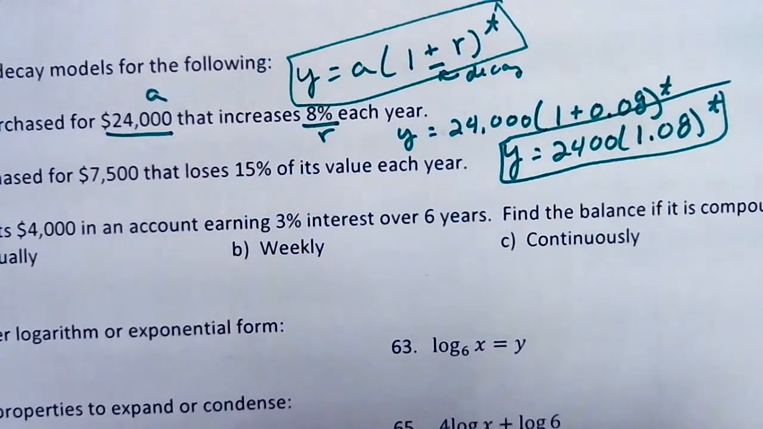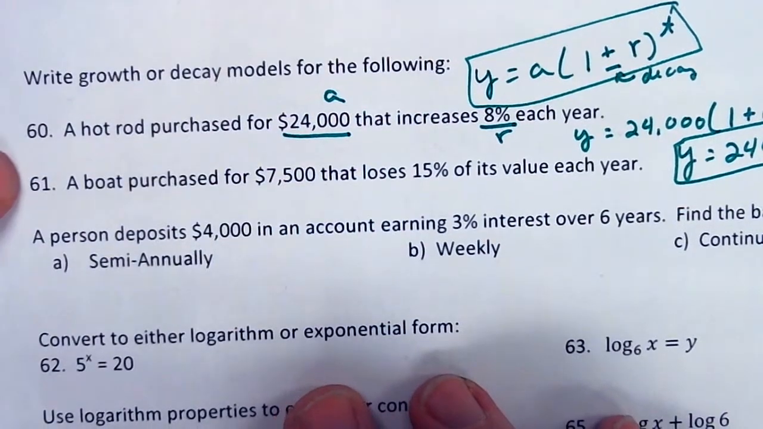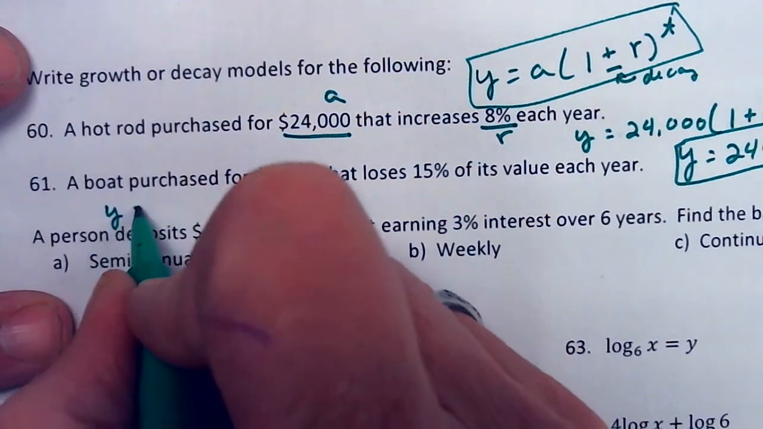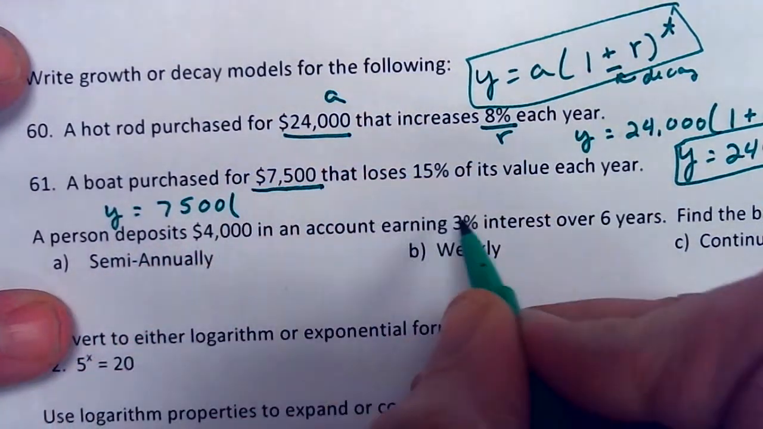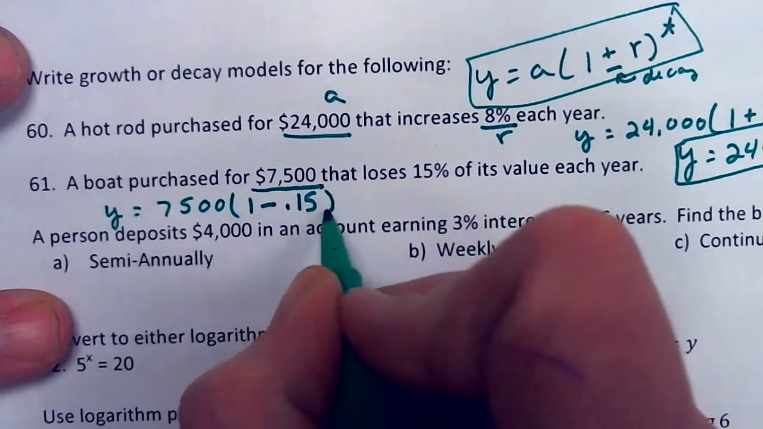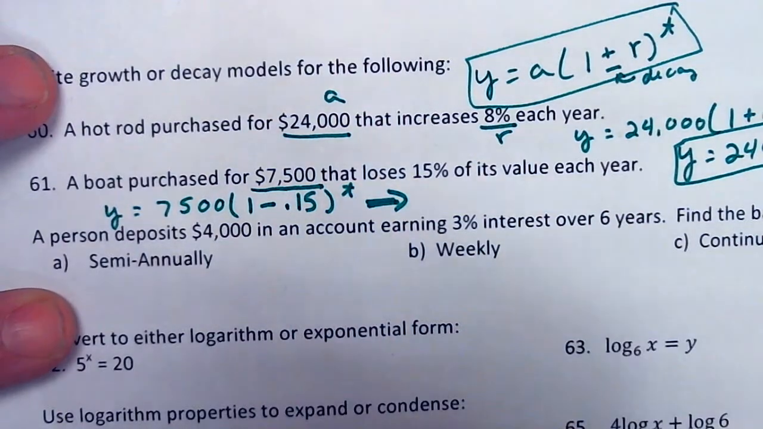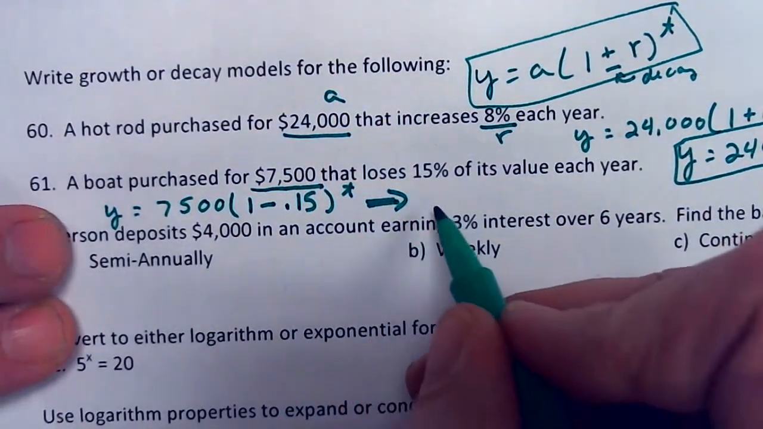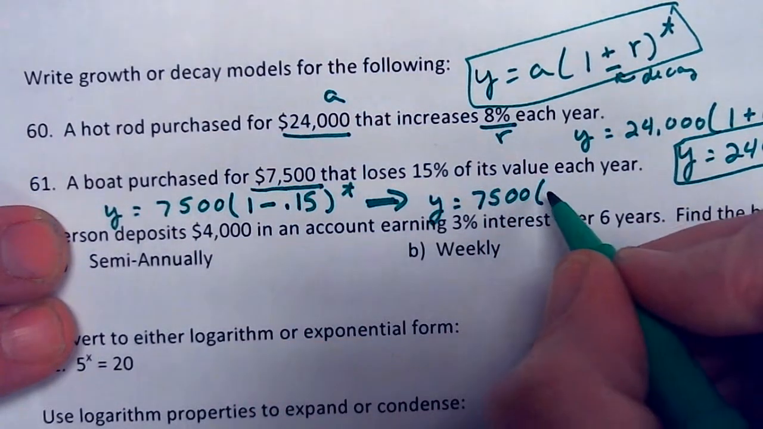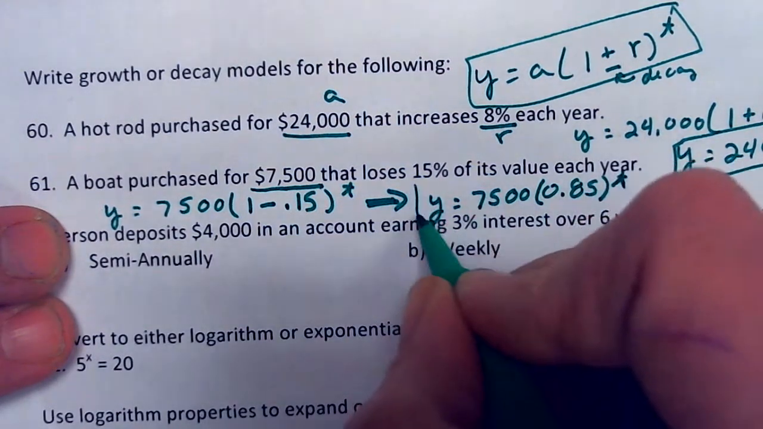For 61, a boat purchased for $7,500 loses 15% of its value each year. So A is 7,500. Okay, it loses, so 1 minus 15% as a decimal is 0.15 to the t. All we have to do is simplify this because we're just coming up with an equation. Y equals 7,500 times 1 minus 0.15, which is 0.85, to the t. And that's a t for time.